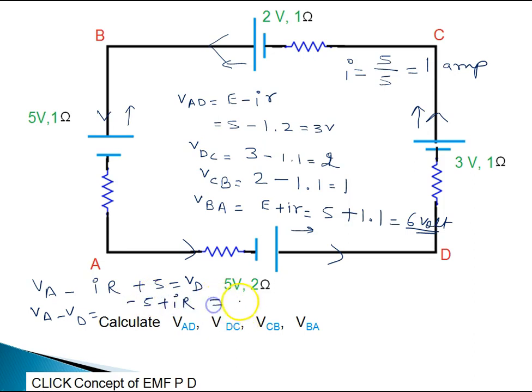What is minus 5? What is current in the circuit? 1. What is the resistance which we are counting? That is 2 ohm. Ultimately what you are getting? Minus 3 volt. It means if somebody asks you calculate VA minus VD, I will say minus 3 volt. Okay. Here I am writing directly VAD. VAD means basically VD minus VA. VDC means VC minus VD. So this convention you are supposed to know.